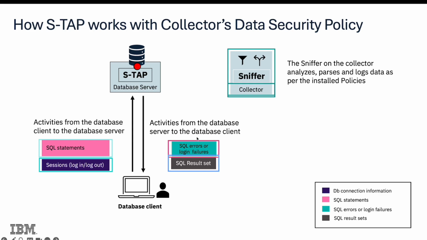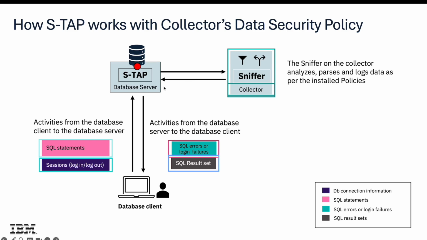Those responses could be login failures, if login fails, SQL errors, if the SQL fails, or result sets if the SQL succeeds. At the same time, SDEP forwards all these request and response packets to the collector for processing. The collector's sniffer component will analyze, parse, and log the data based on the installed policy. And depending on which policy actions are triggered, the collector may send control signals back to SDEP, like ignore signals, blocking signals, or reject patterns.